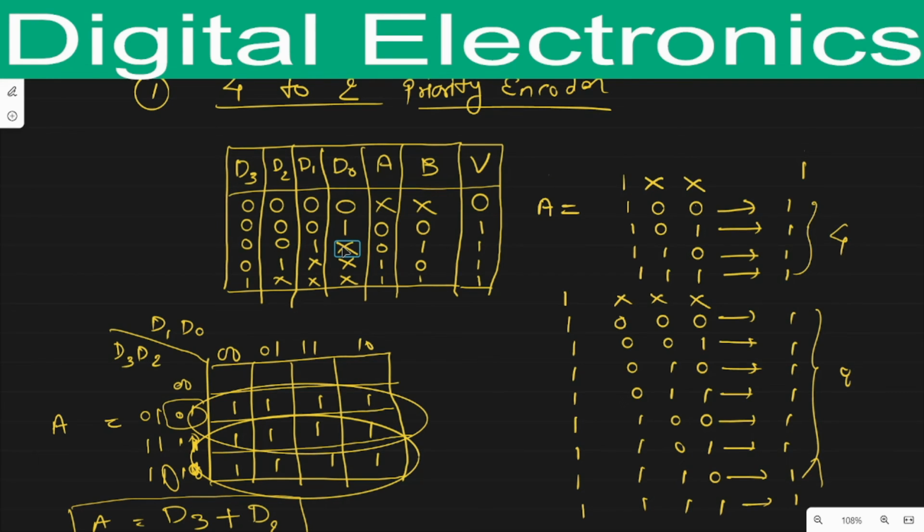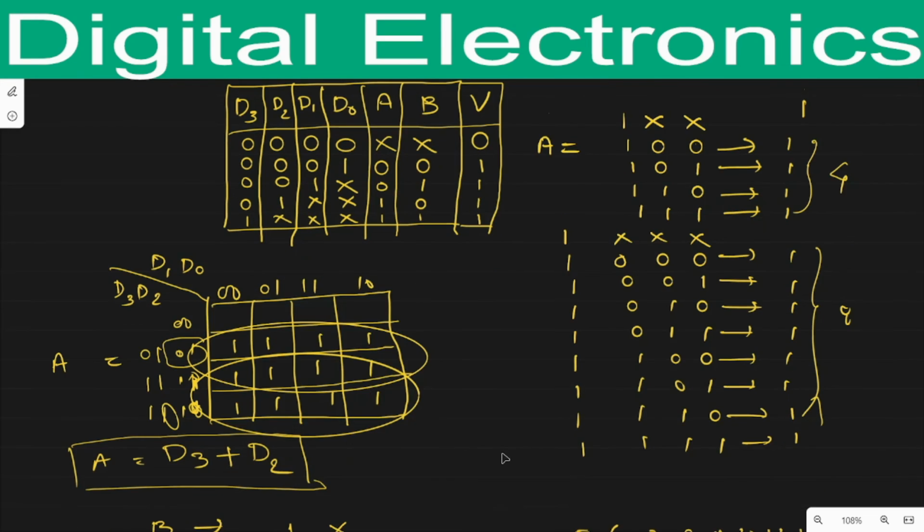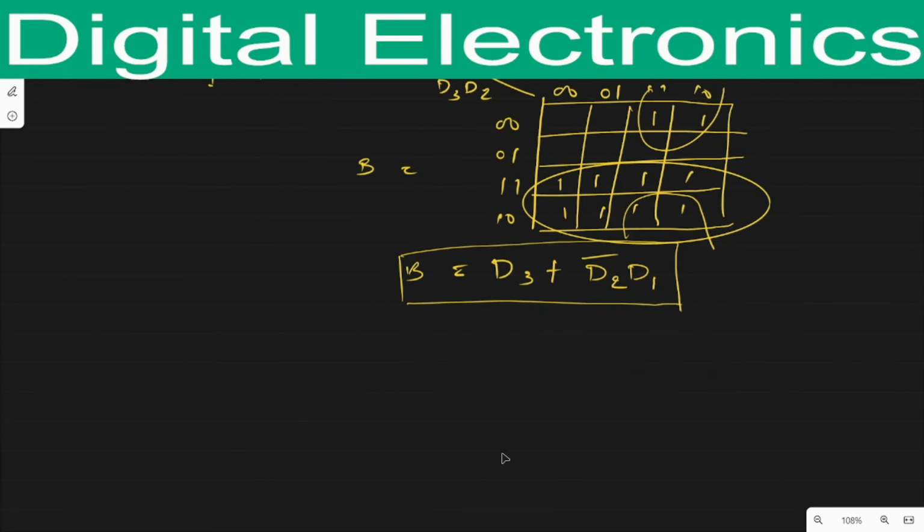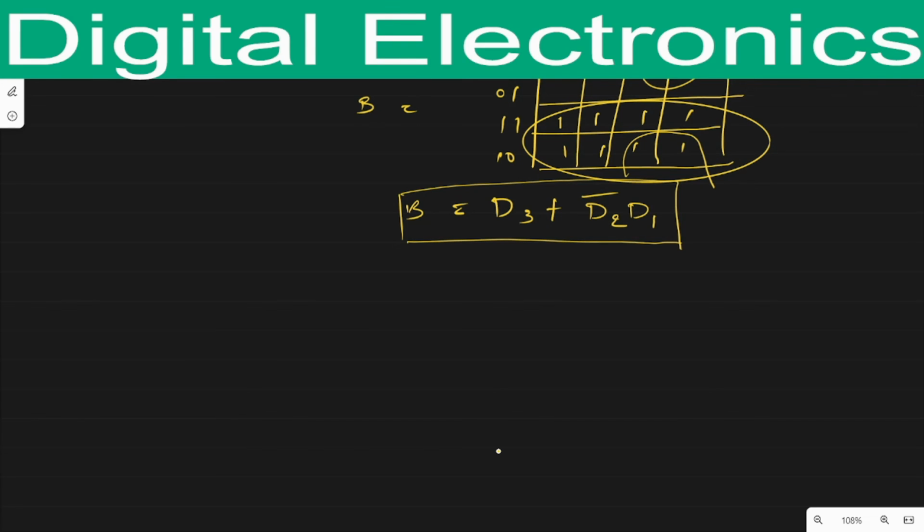So it means that V equals 0 only for the combination of all zeros, the zeroth cell. So what we can write here? We can write it as for 1 2 3 4 5 6 7 8 9 10 11 12 13 14 15. For all these 15 inputs, V equals 1.